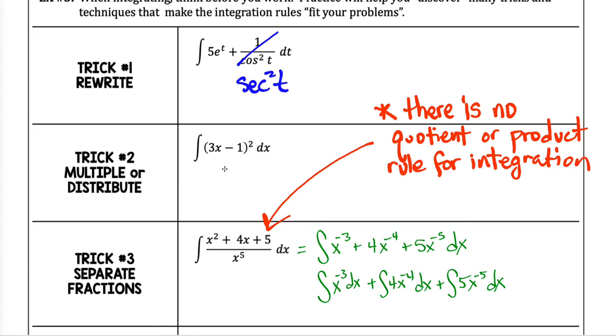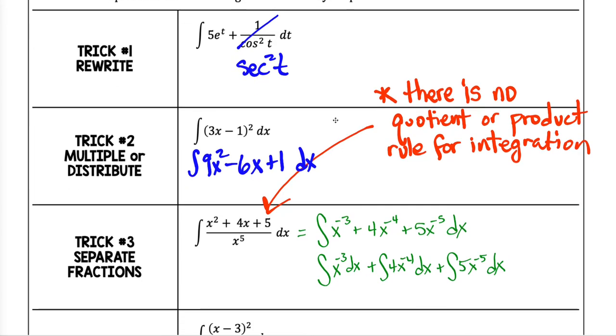This next one is kind of iffy because you will learn other ways to integrate this later on. But otherwise, when we first started doing derivatives, we did the same thing. We actually FOILed this out to make it individual terms. And we're going to do the same thing to start integration. So 9x squared minus 6x plus 1. You're frequently just going to rewrite things so it's easier for you to work with. That's basically all this is.